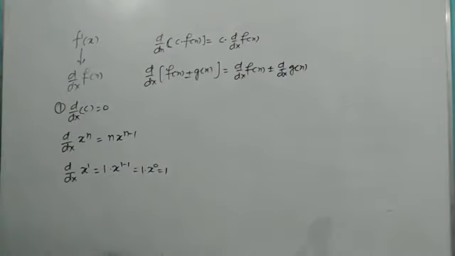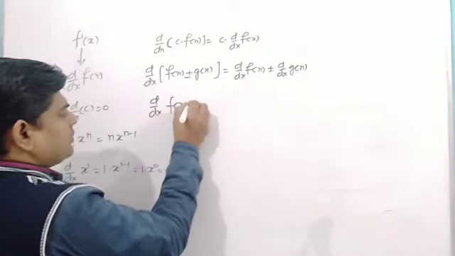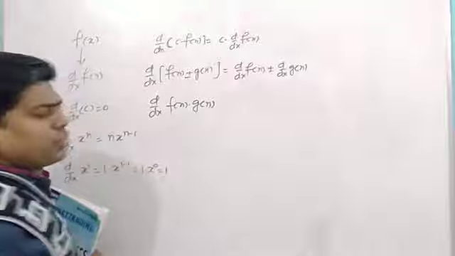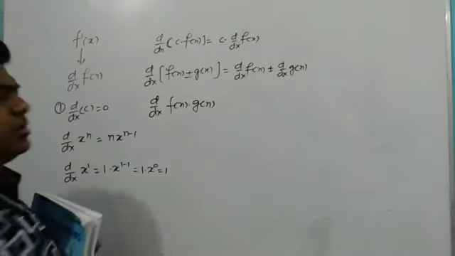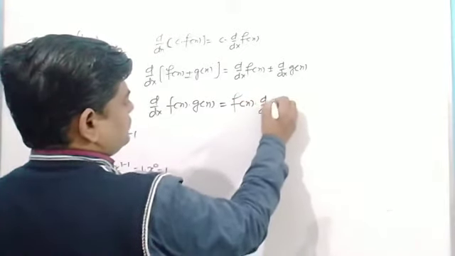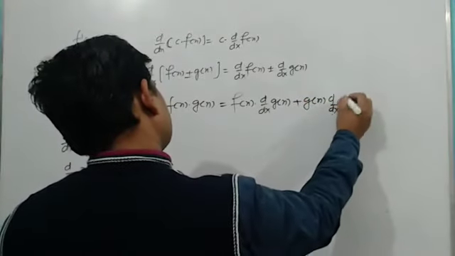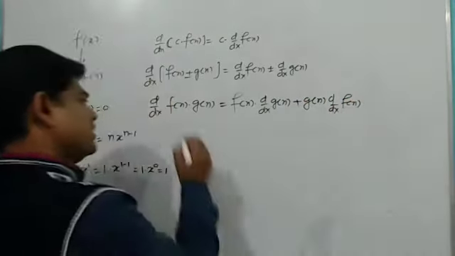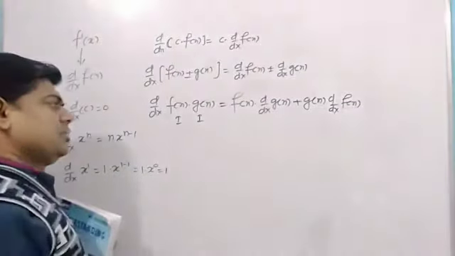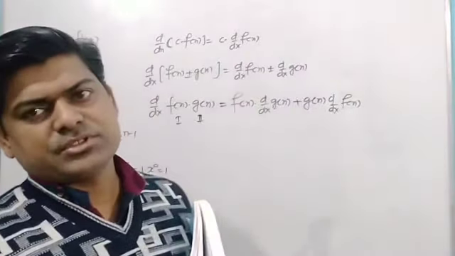But at the same time, if I am having this g(x) and f(x) in a product form, then things will be changed. Suppose that I am having d/dx of f(x) into g(x). This is called the product rule. So I can write here f(x) into d/dx of g(x) plus g(x) into d/dx of f(x). Or in other words, I can take it as first and second. So I can write first into second differentiation plus second into first differentiation.